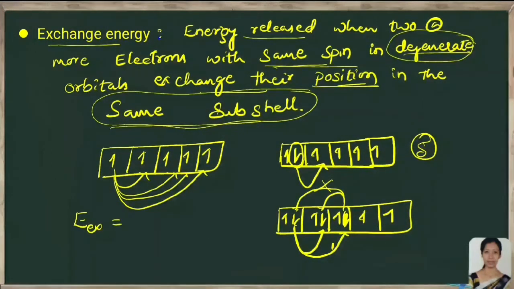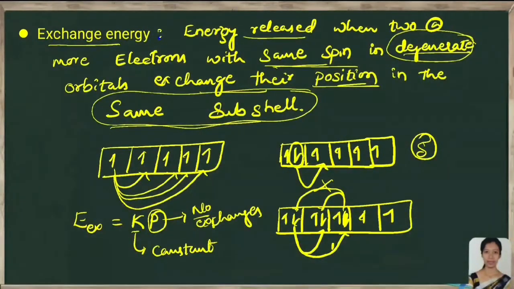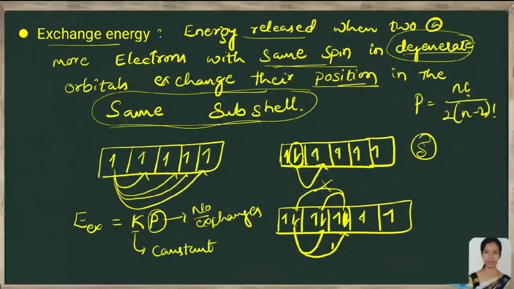E exchange will be equal to K into P, where K is the exchange energy constant and P is the number of possible exchanges. P can be given as n factorial divided by 2 into (n minus 2) factorial, where n is the number of electrons with the same spin, the same set of electrons.